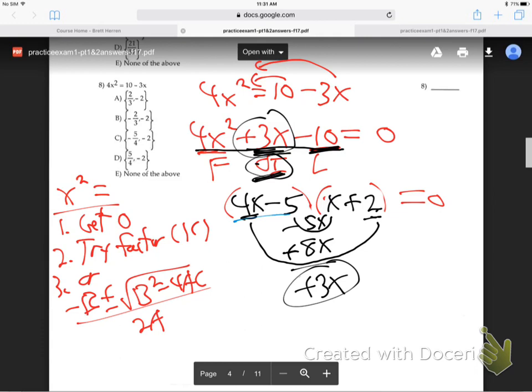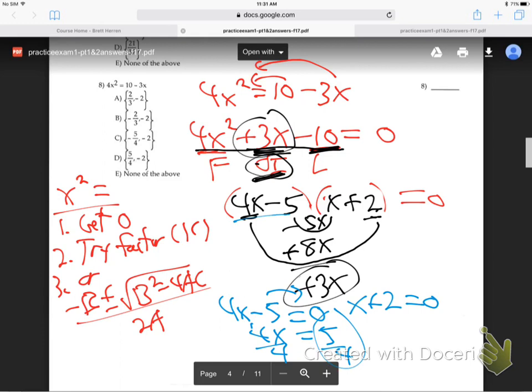So let me finish it. You would set each one to 0. I've got to have the first one 0 and the second one 0, and move it over. So 4x is 5, divide by 4. So x equals 5/4 or negative 2. 5/4 or negative 2, D, there it is. Now, let me do the quadratic formula for you also, because I know that factoring is hard.